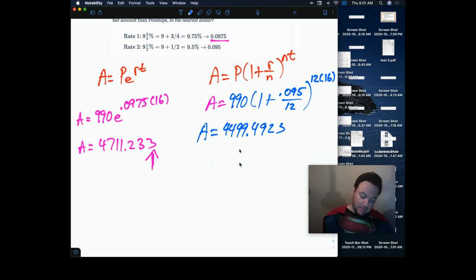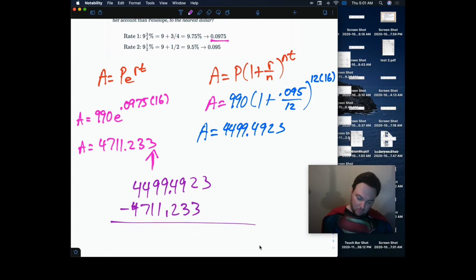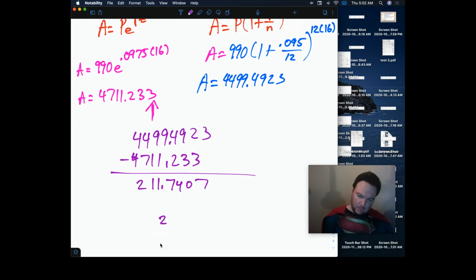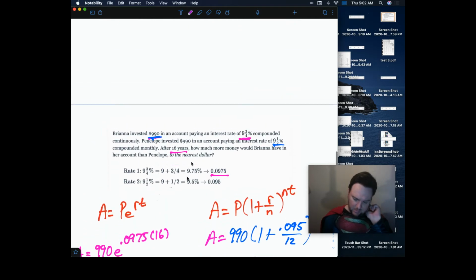Okay, the last bit is saying how much more does one make versus the other. So clearly we're going to subtract. 4499.4923 minus 4711.233. And so when we solve this, we get 211.7407, which is roughly 212. I think they're asking you to round to the nearest dollar. So it's 212. Yeah, round to the nearest dollar.